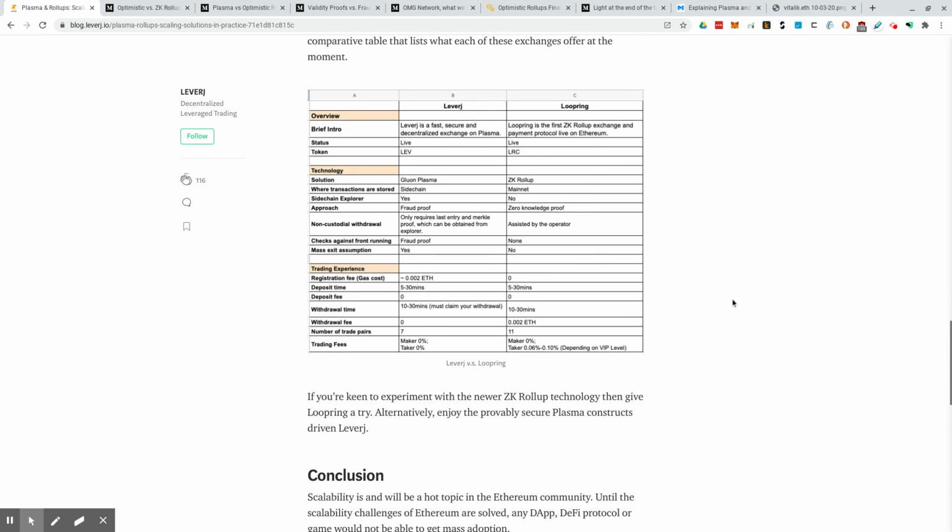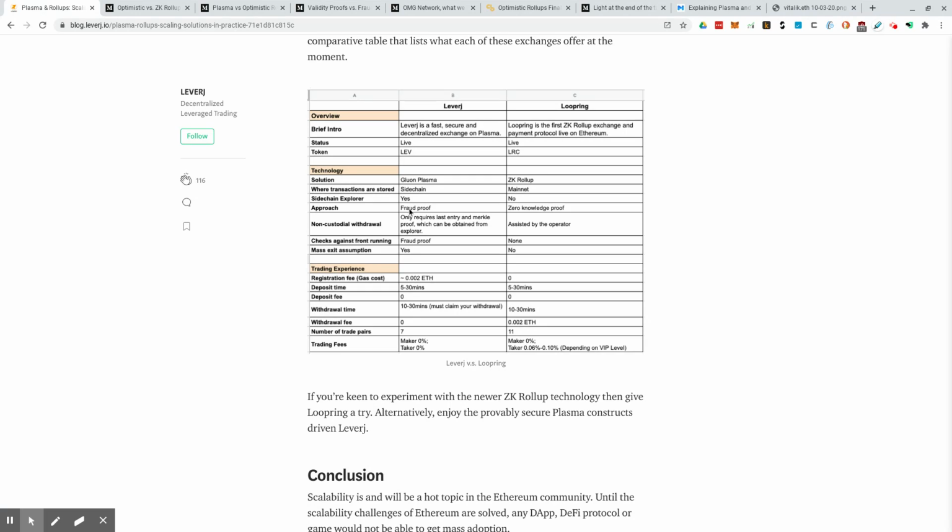So there is a nice chart here that shows the difference between Loopring, which is one of the few ZK rollup beta exchanges out there that's running on ZK rollups, and Leverage A, which is a Plasma chain. So you can see that they're both live. Leverage A is using a Gluon Plasma chain, and Loopring is using ZK rollups. Transactions are stored on the mainnet, obviously, with Loopring, because they're just batched and then shot up to the main chain in one batch transaction. And with Leverage A, everything is stored on the side chain and then periodically synced.